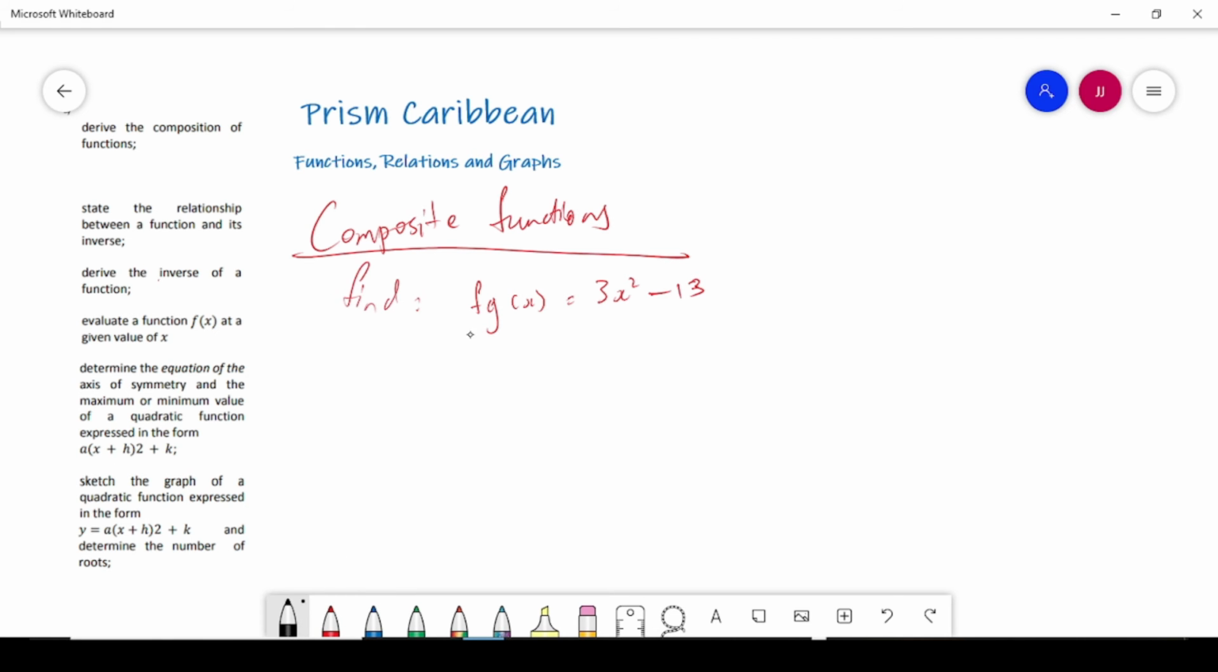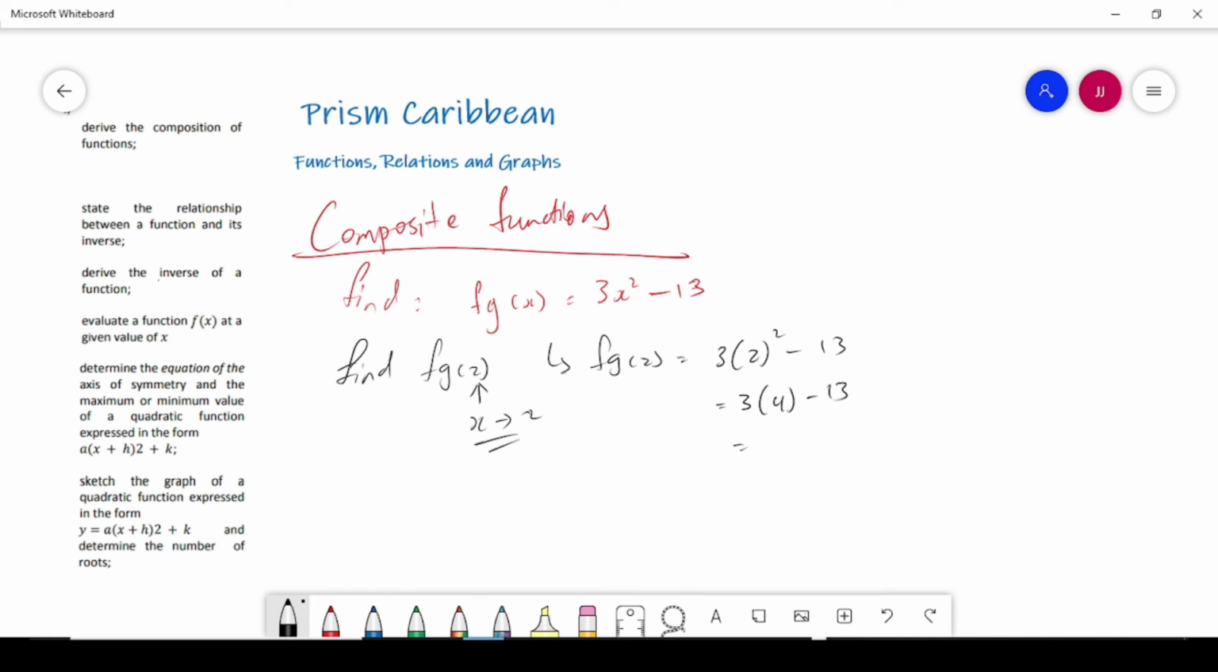So now let's say if they ask, find f of g of 2. Again, what this means is that wherever we see x, put 2. Right? So that will mean f of g of 2 is equal to 3 into 2 squared minus 13. 3, 2 by 2 is 4, minus 13.